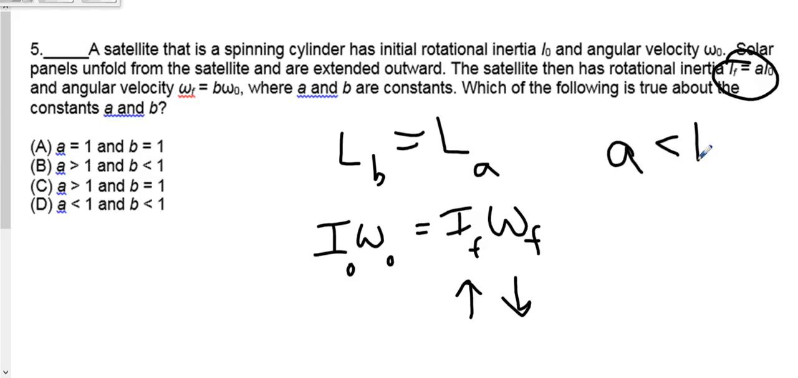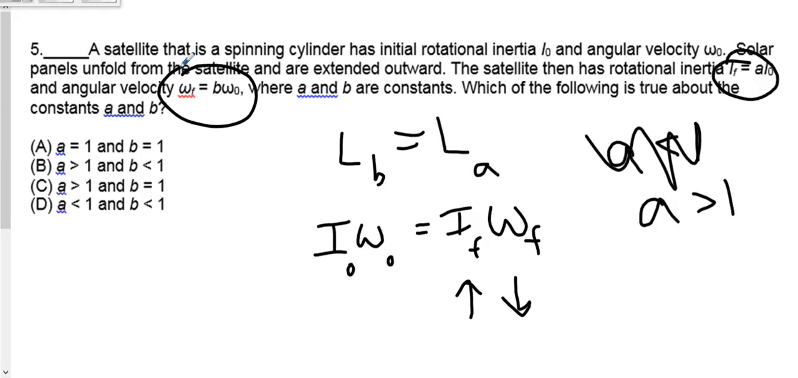I'm sorry, we're talking about rotational inertia. The final rotational inertia has to be greater. So A has to be greater than 1 because A has to be a value bigger than 1 to make the final greater. So that gives us two choices. And then we also know by conservation of momentum that if the rotational inertia increases, then the angular velocity must go down. So here, if the final angular velocity equals something times the initial angular velocity, we know the angular velocity has to decrease. So that means B must be a value less than 1.